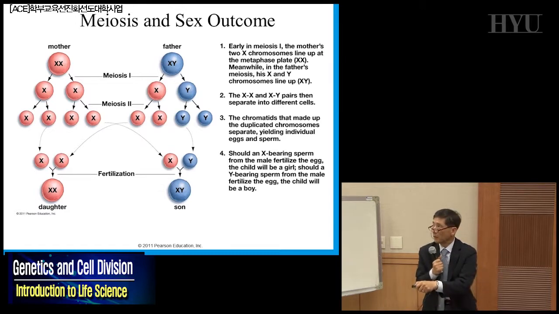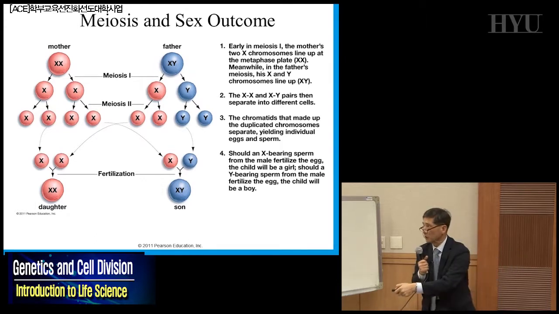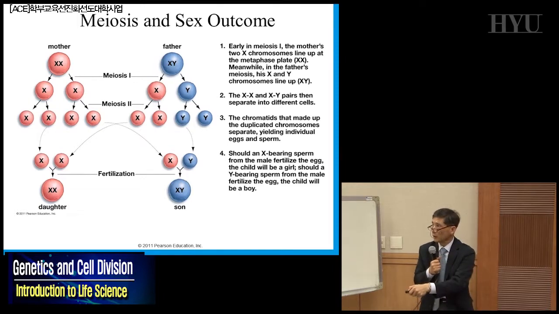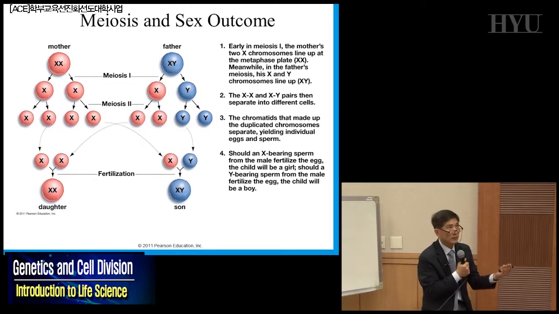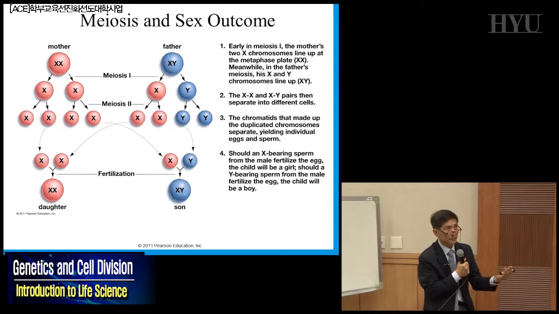Male, same thing. The first split is between X and Y, and then the split between sister chromatids. So each one is one sperm, each one is one egg. So how do you produce a female? XX makes a female, XY makes a male. So who determines? The sperm will determine whether it's a boy or girl.